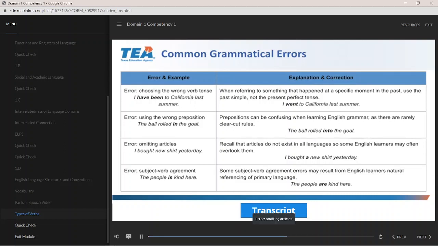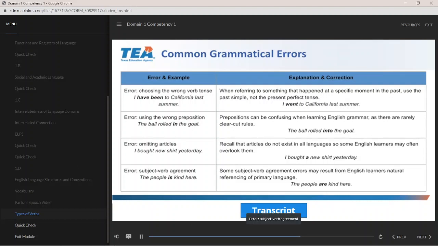Error, omitting articles. Example, I bought new shirt yesterday. Explanation, recall that articles do not exist in all languages, so some English learners may often overlook them. Correction, I bought a new shirt yesterday.